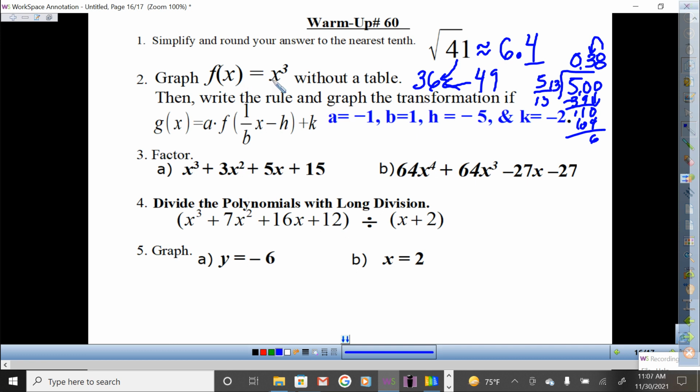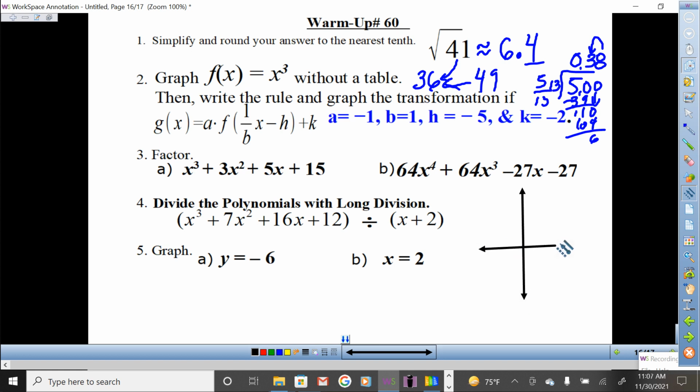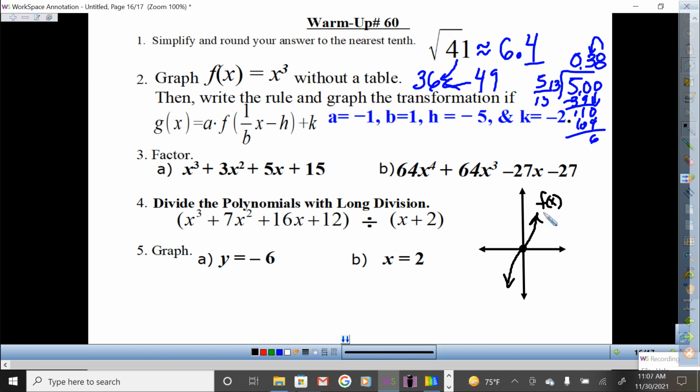Number 2. Says graph f of x equals x cubed without a table. So by now, hopefully I've been hammering this as much as I could, and I hope you see that all functions that we've been covering have to go through which point? 0, 0, which is our point of origin. So if this is a cubic, our vertex goes through 0, 0, but it looks like this. This is my f of x. Okay? But they give us a transformation according to the parameters given here, which is a is negative 1, b is 1, h is negative 5, and k is negative 2. So if I rewrite this, this is g of x equals negative f of x plus 5 cubed minus 2.